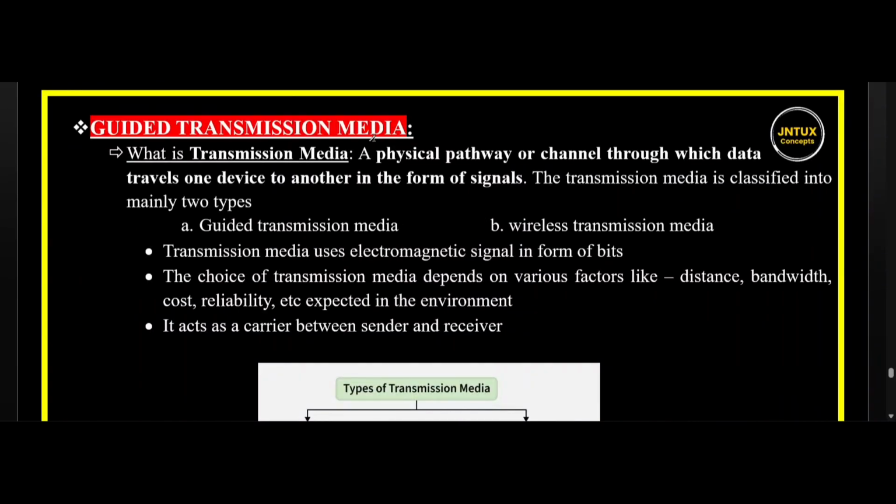Guided transmission media. Before getting directly into what is meant by guided transmission media, we should know what is meant by transmission media at first. Transmission media is nothing but a physical pathway or channel through which data travels from one device to another in the form of signals. The transmission media is classified into mainly two types: guided transmission media and wireless transmission media.